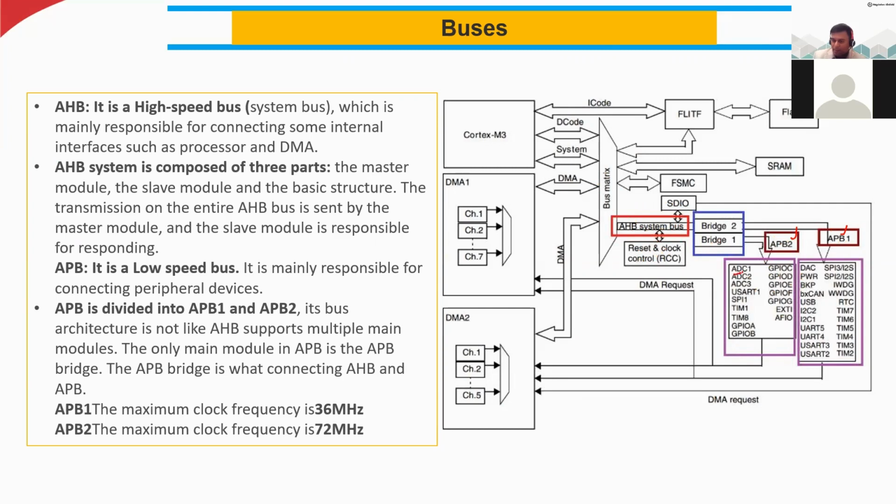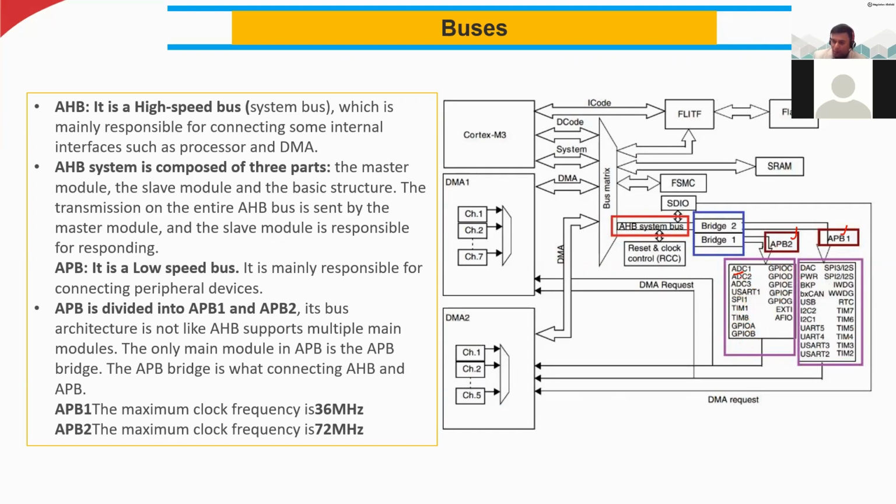For example, ADC is a peripheral. This microcontroller has 3 ADCs, that's why ADC 1, 2, 3 are here. And USART, SPI, timer 1, and timer 8, so many timers are here. And GPIO-A, general purpose input output register A, B, and so on. All these are peripherals connected to this APB.